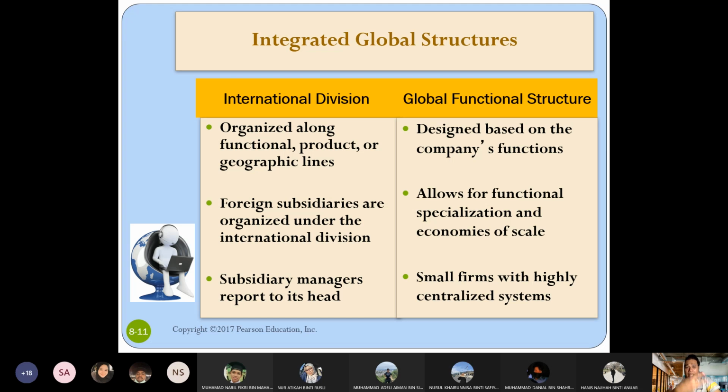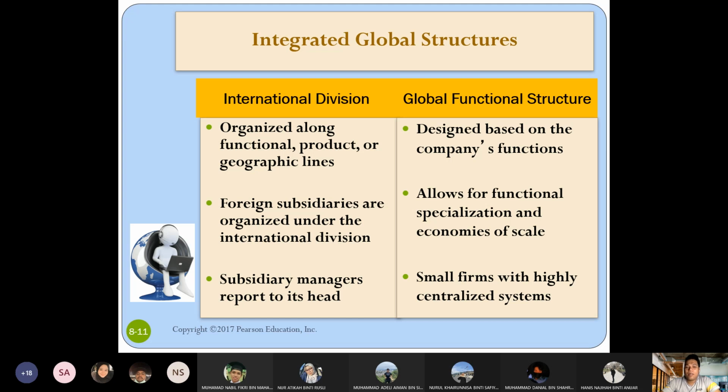For the international division, foreign subsidiaries are organized under the international division, as you can see from the previous slide. The global functional structure allows for functional specialization and economies of scale. So they have specialization, and at the same time their own economies of scale. That's different. For the international division, subsidiary managers report to its head, so the subsidiary country reports any problems or information to their head. For the global functional structure, it is for small firms with a highly centralized system. So that's the difference between the international division and the global functional structure.